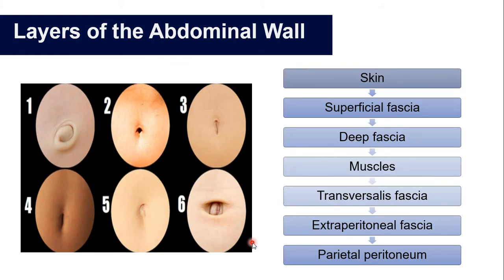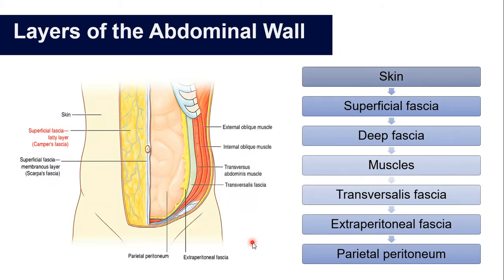So in the layers of the abdominal wall, for example, in the skin, we have here images of different types of umbilicus. So the umbilicus is a scar representing the site of attachment of the umbilical cord in the fetus. It is actually situated in the linea alba. Next is the superficial fascia.